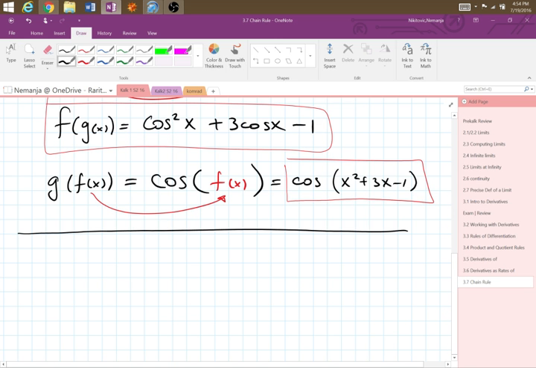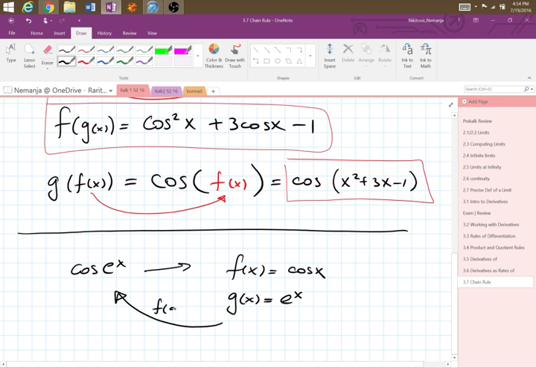So now earlier I mentioned the problem where you are supposed to take the derivative of cosine of e to the x. So cosine of e to the x is a function composition where, what's the outer function? What's the main function? Cosine x, good. So f of x, which is the outer function, is cosine x, and then the inner function is e to the x. So this is f of g of x.